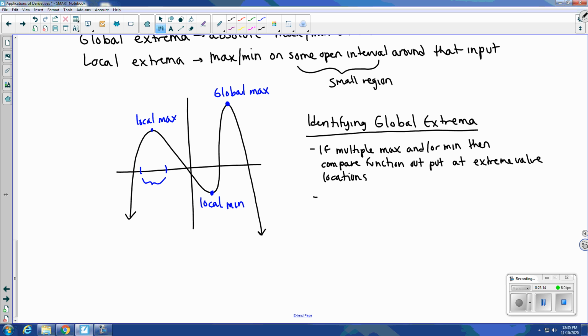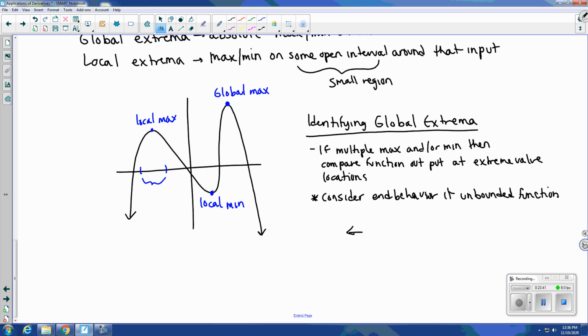But something you also want to consider is end behavior if the function is unbounded. This one's a little sneakier. So consider the end behavior if the function's unbounded. You can use your sign chart for that.